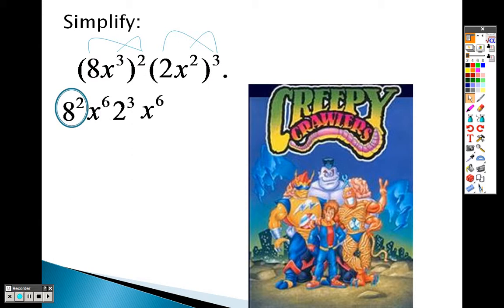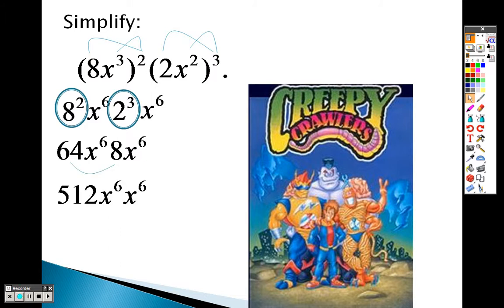So I take those numbers, 8 squared and 2 to the third. I get a 64 and I get an 8. So 64 times 8 is 512, and I just put those x's side by side. So I get x to the 6th and x to the 6th. When I add them together, I get 12. So 512x to the 12th.